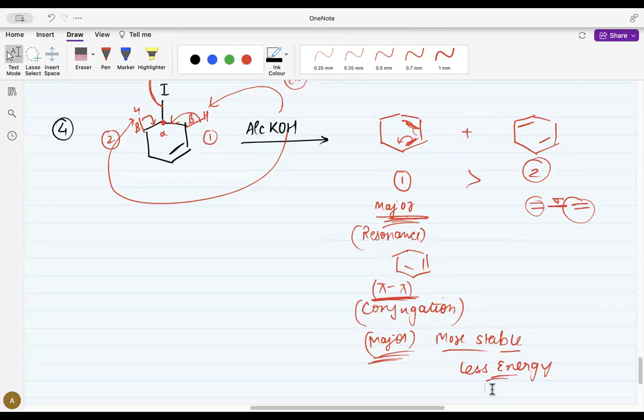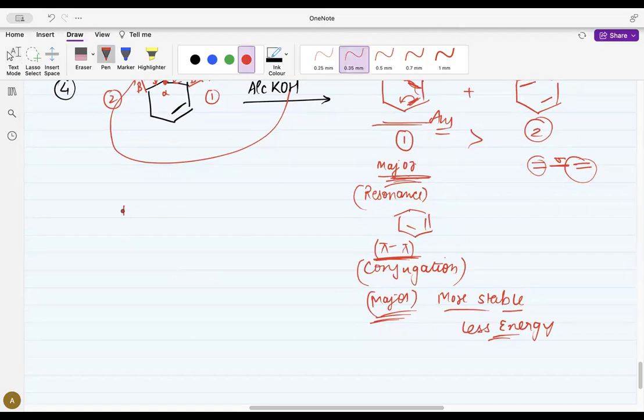More stable, less energy. Done. So this is our answer. Those who were writing, but we have more alpha hydrogen in 2 beta. See beta, alpha hydrogen we count for hyperconjugation, but here is what? Resonance. Resonance is a greater effect than alpha hydrogen.